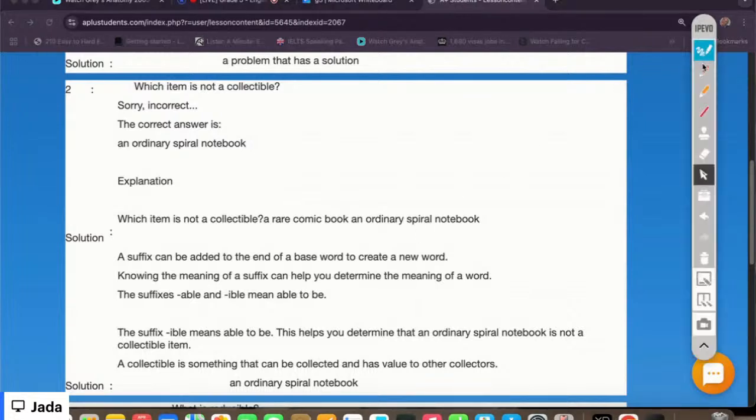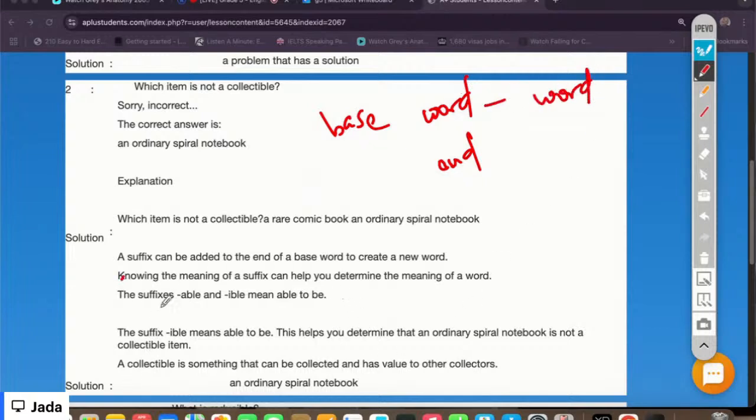All right, so we already know that suffixes are added to the end of the base word, and the base word is a word on its own. Now we have able, and able means able to be. So whenever you see the suffix able or ible, it just means able to be, able for something to happen.